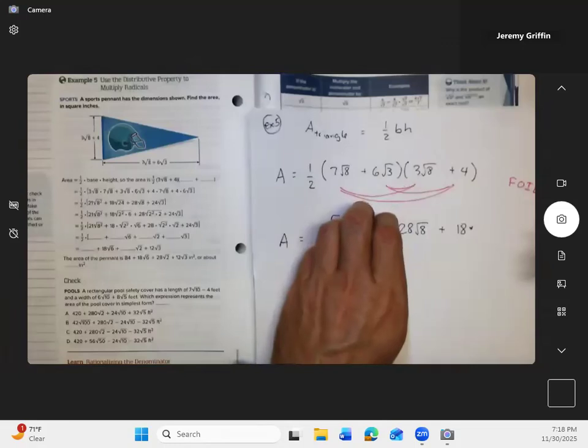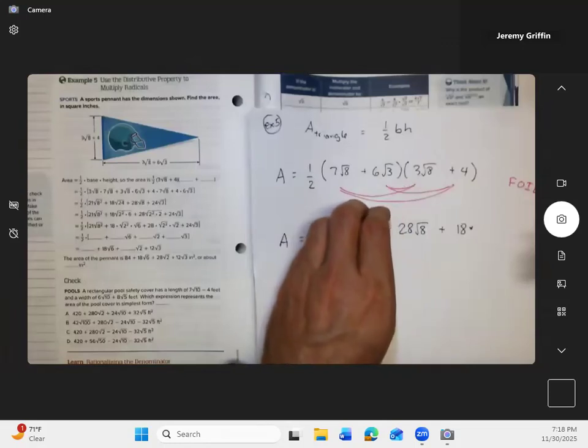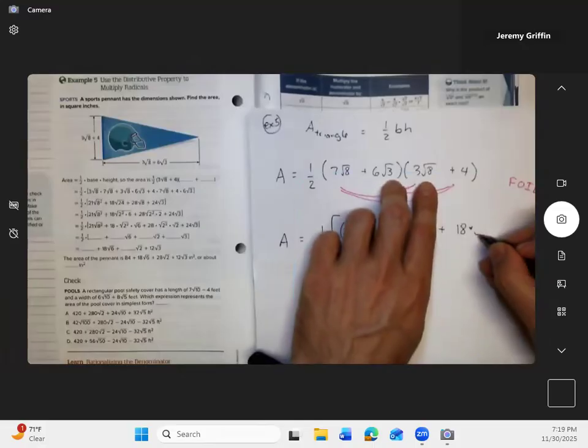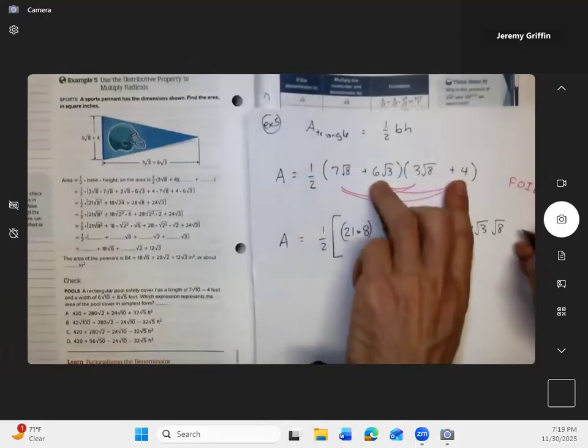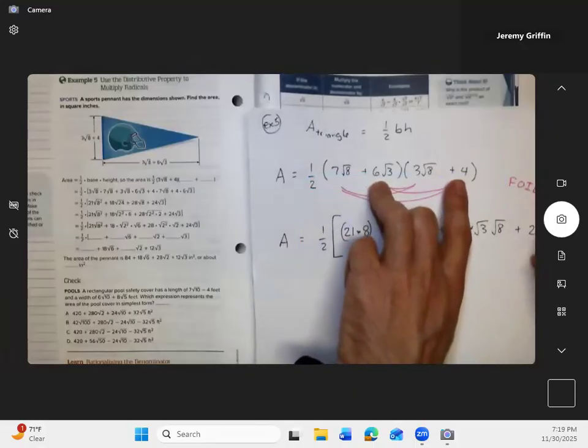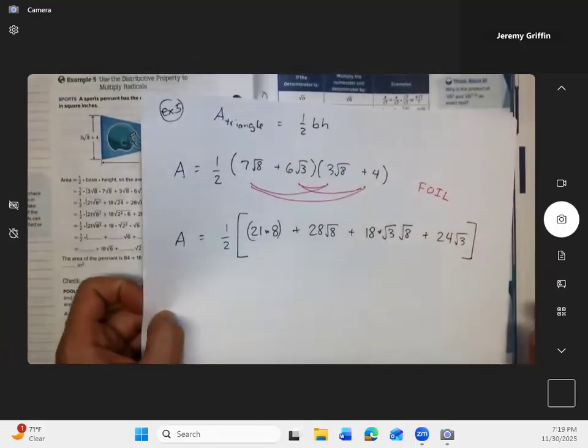Well, what do I want to do with this? There's probably different ways to think about this. I'll go ahead and write it this way: square root 3, square root 8. And then last, I got 6 times 4 is 24, times root 3. So I think this is sending us in the right direction.